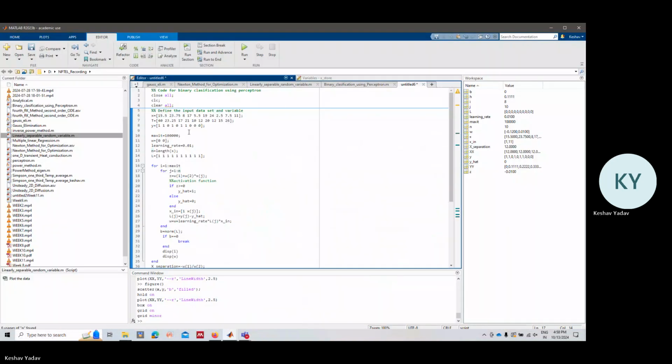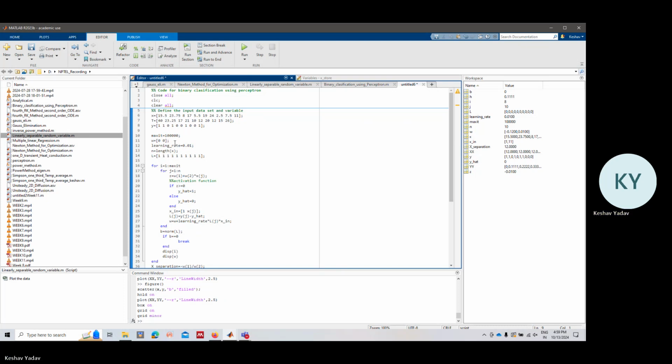My y is also changed in this case. So my y is what? 1, 1, 0, 1, 0, 0, 1, 0, 0, 1. So this is with two variables.